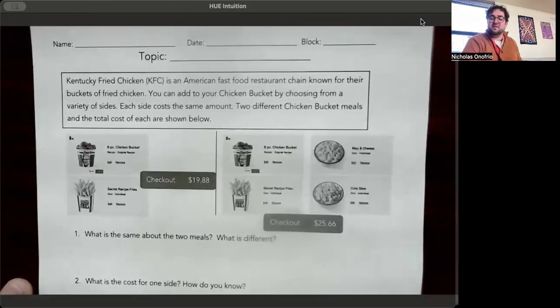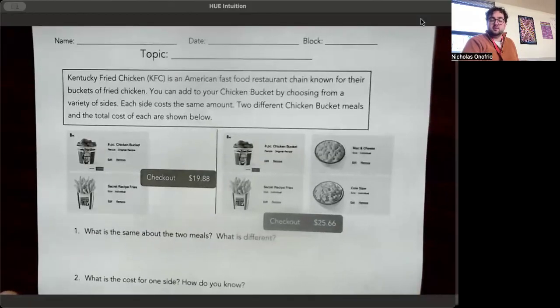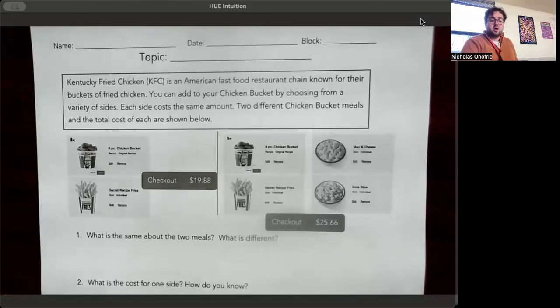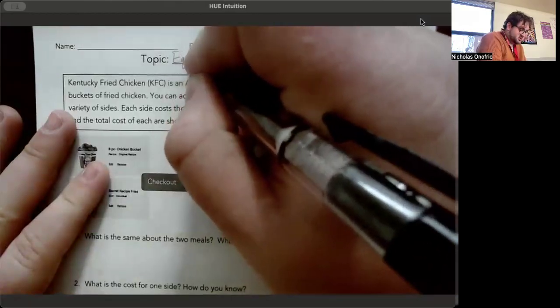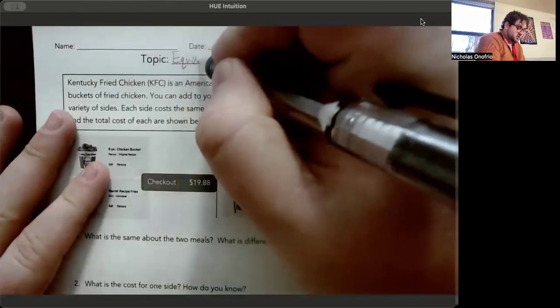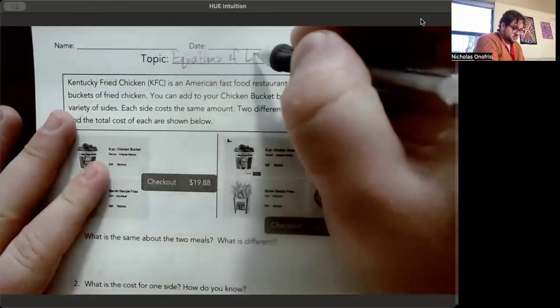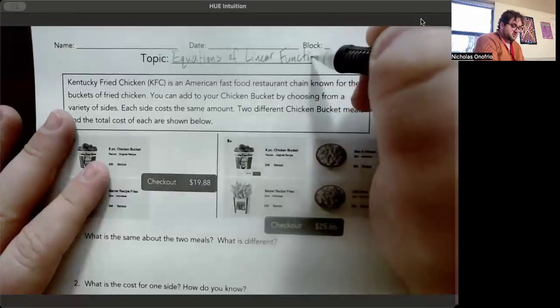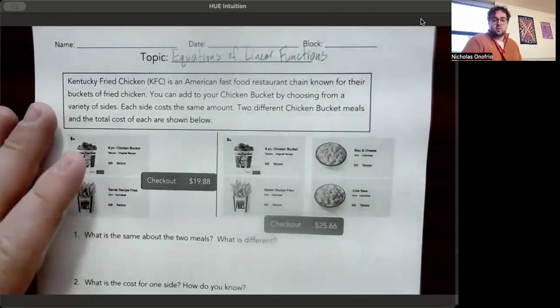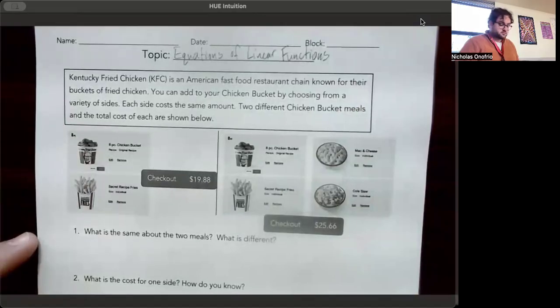Today, we're going to talk about our final notes assignment for the week. Coming up tomorrow, you will have a performance, so be ready for that. Our topic today is equations of linear functions. We aren't going to have an essential question today. Instead, we're just going to dive right into our scenario.